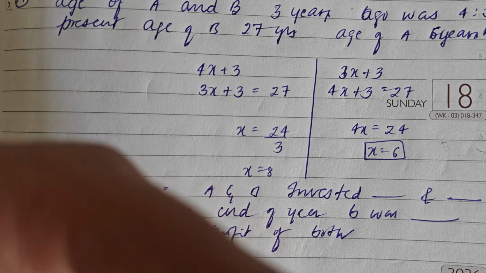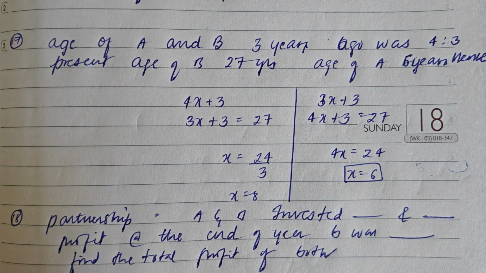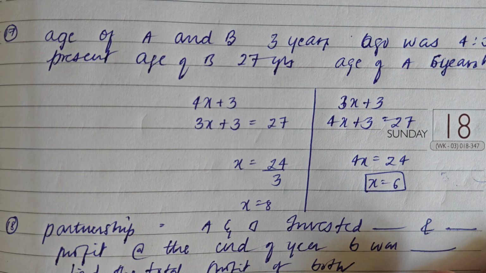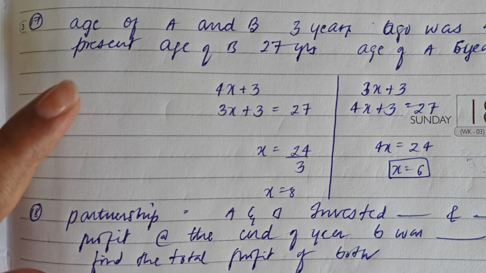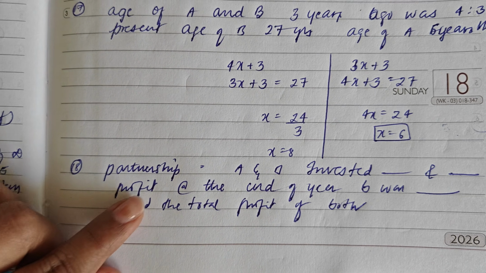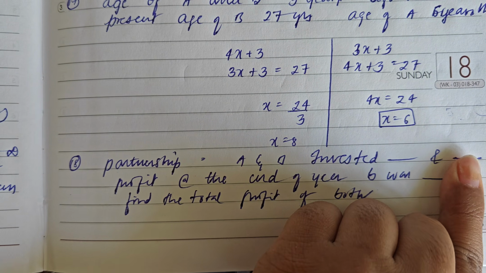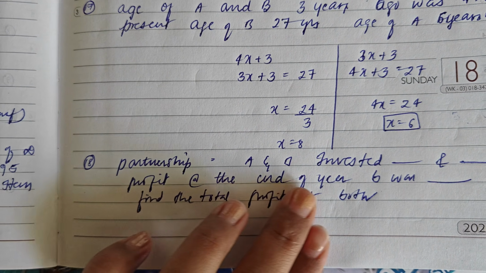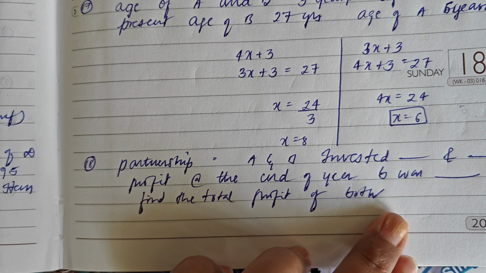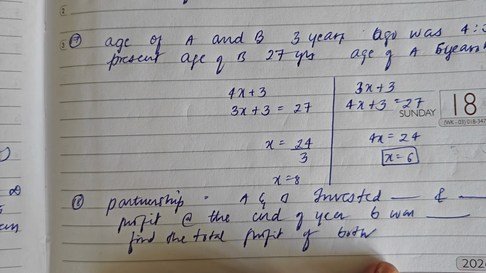Okay, so this one, I currently feel like I marked the correct one, but I don't know whether my answer was correct or not. So please share your question and answer. And regarding the partnership, this is what I remember: A and B invested some amounts. At the end of the year the profit of B was given, so we have to find the total profit of both A and B. I don't remember the answer for this.